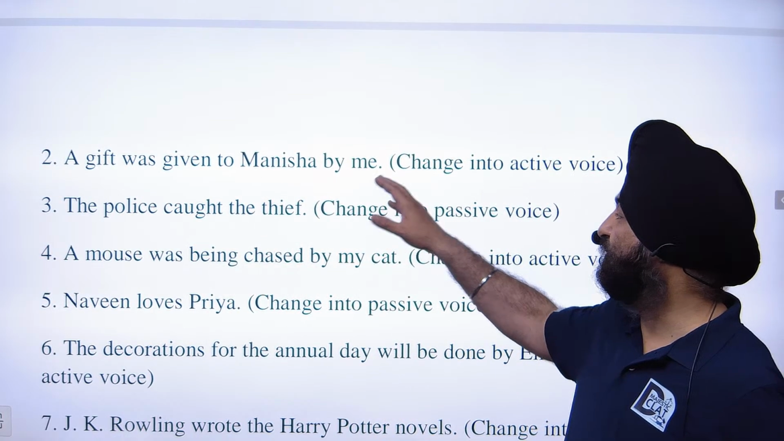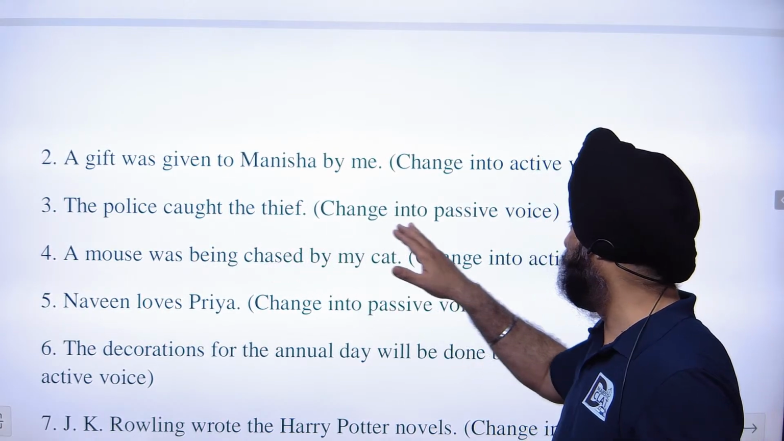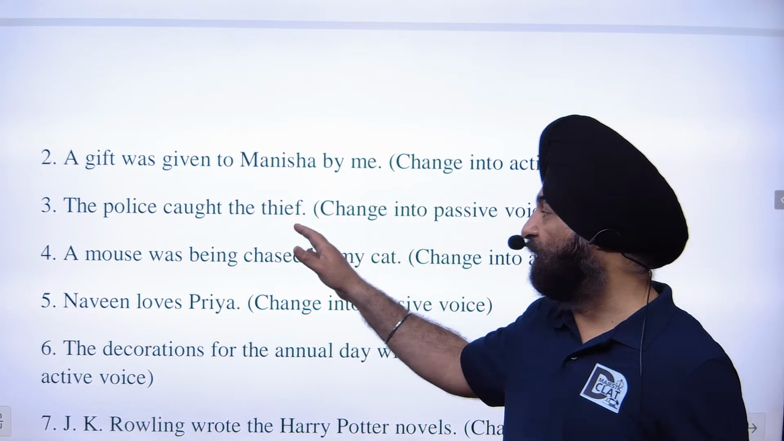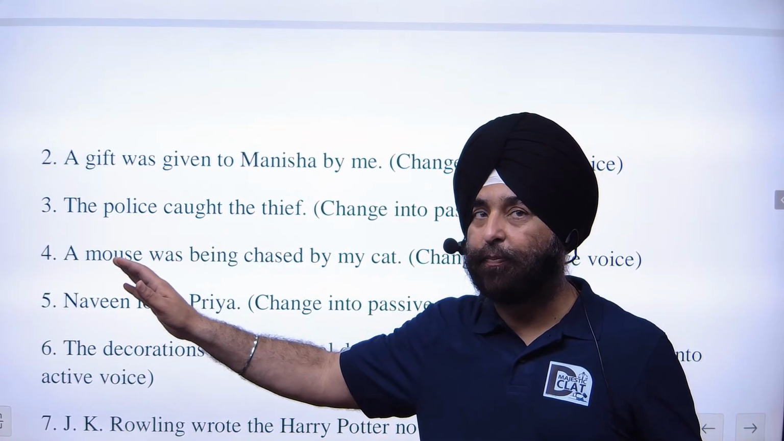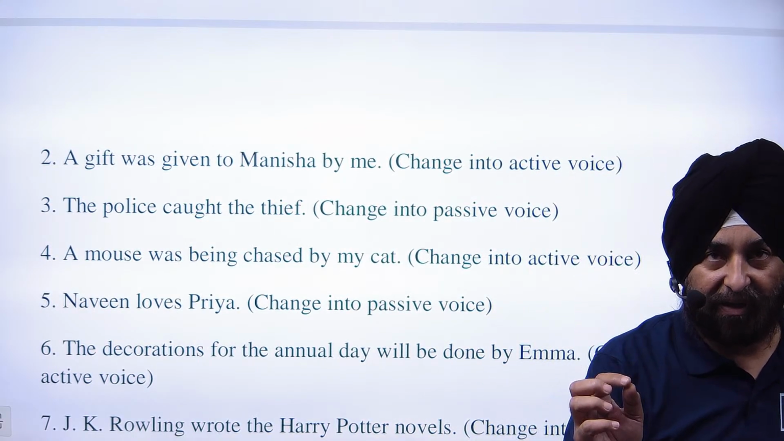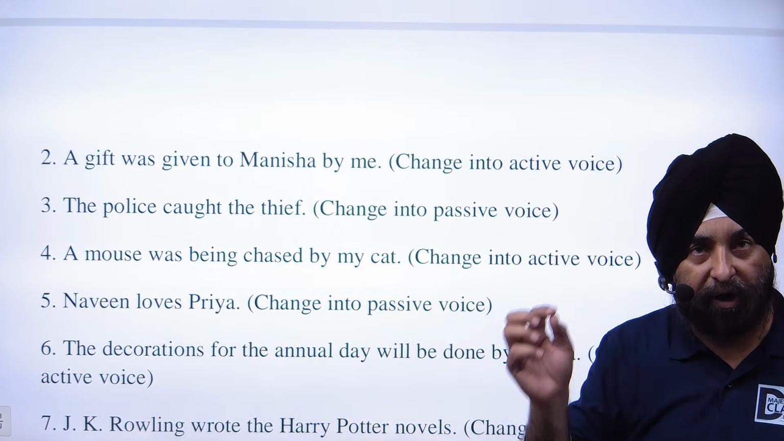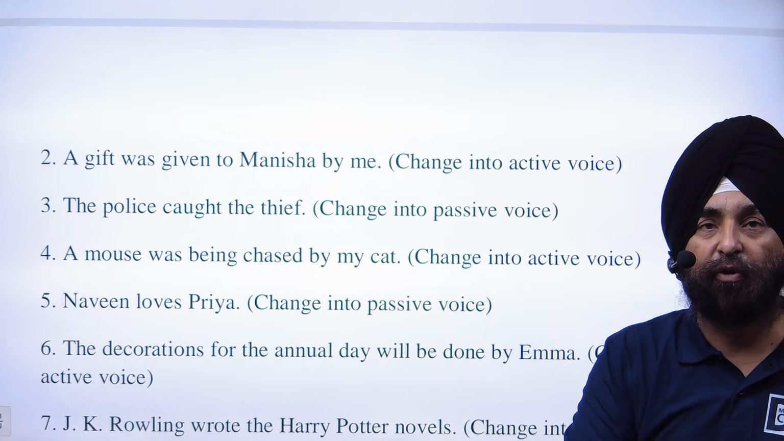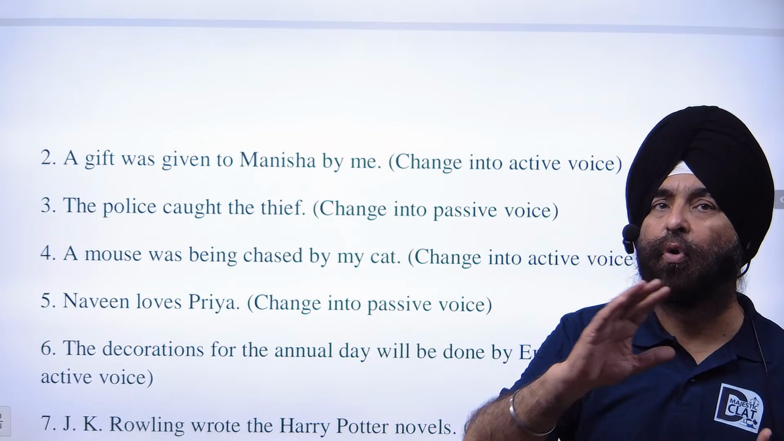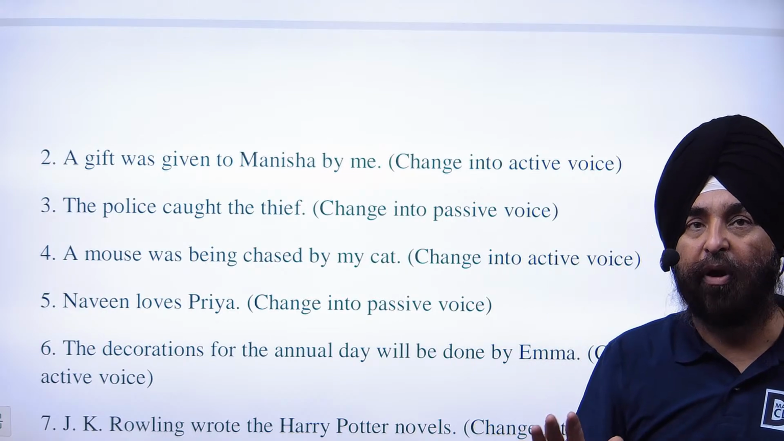So me becomes I. The police caught the thief. What if we are changing it into passive voice? The focus has to come on the thief. The thief was caught by the police. Now remember the same situation as I had discussed earlier, that the thief may have been caught, but he is accused, not yet proved guilty. Perhaps the reporting should be done in the passive voice. So any such reporting, if you go through some reports, you would find that there is a use of passive voice generally.